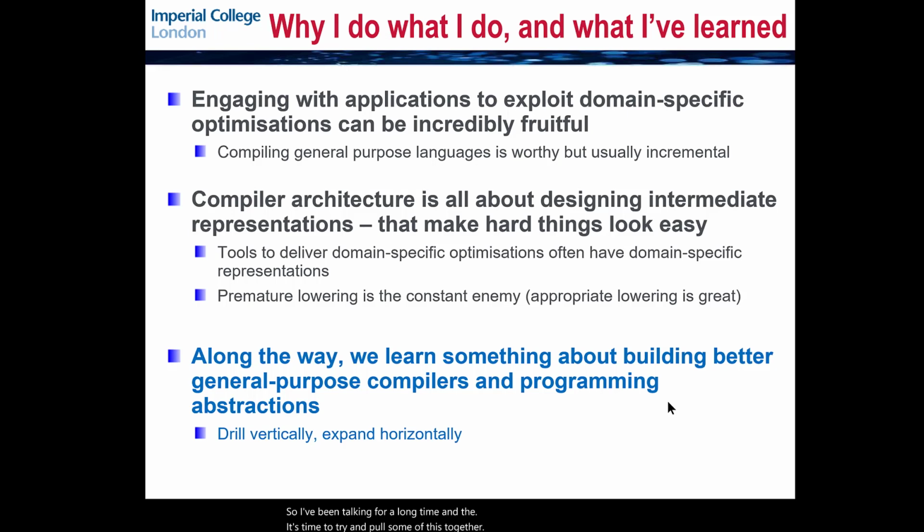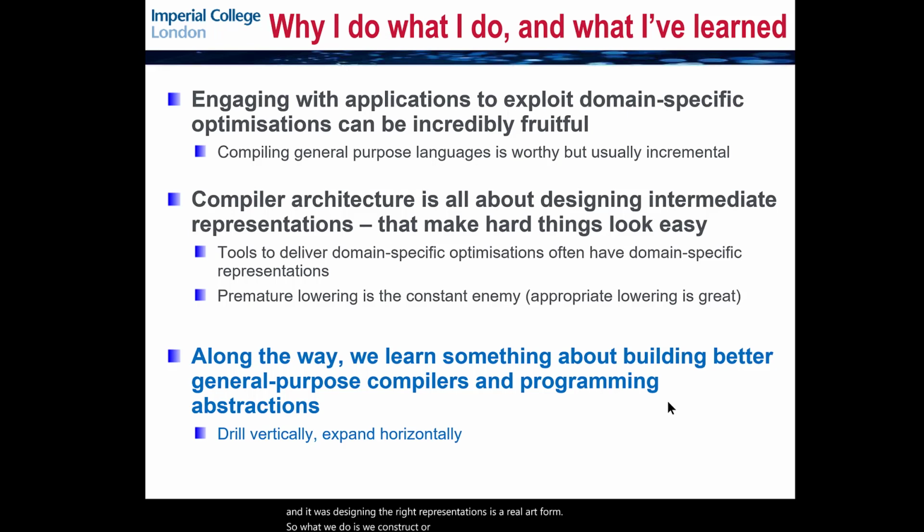So I've been talking for a long time, and it's time to try and pull some of this together. So what have I learned? I've learned that engaging with applications can be really, really fruitful. Learning about what people use your tools for and what optimization would really make a difference to them is incredibly valuable, and it provides a fantastic way to get beyond incremental research. I've also learned that compiler architecture is much more fun in the domain-specific context, and designing the right representations is a real art form.